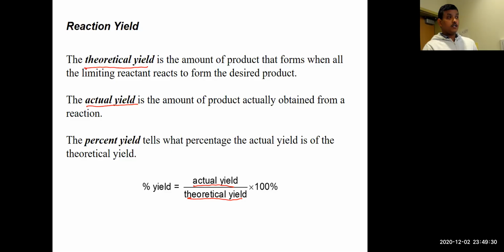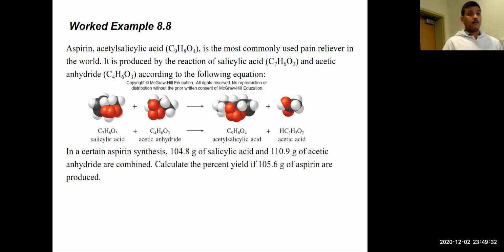Okay, we're just going to work on one problem regarding that. Then this topic will be over. So aspirin, or in other words, acetylsalicylic acid, is the most commonly used pain reliever in the world. It is produced by the reaction of salicylic acid, the reactant on the left, and acetic anhydride, the reactant on the right side.